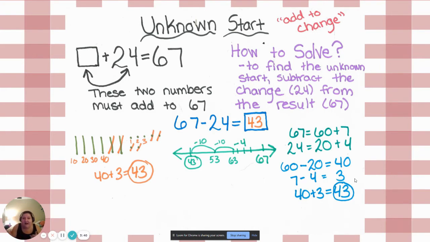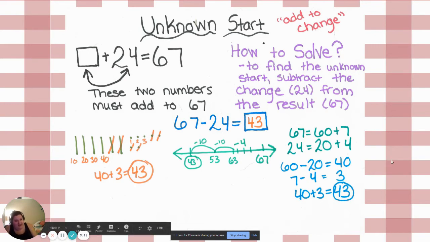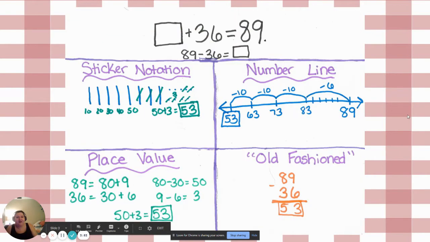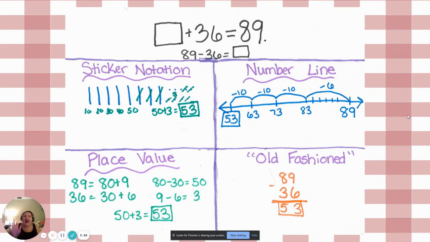So you can see no matter how I solved it, I got the same conclusion that the unknown is 43. So what does that mean? That means that 43 plus 24 is equal to 67. So let's go ahead and solve another problem just like this. You'll notice here that I have an equation. I solved it in 4 different ways.